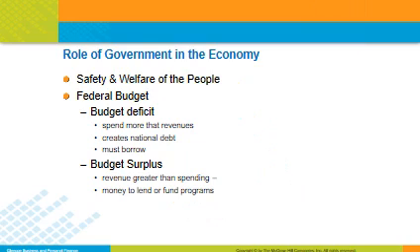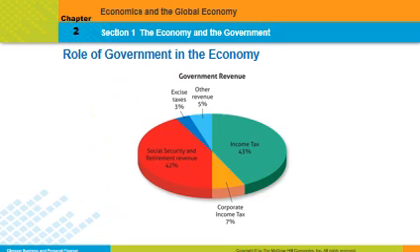The government is heavily involved in our economic system. It's for the safety and welfare of the people, honestly speaking. When we have a federal budget, when we're running a budget deficit, that means we spend more than we take in. It creates a national debt, which means the government must borrow. All right, the government borrows from banks, domestic banks and international banks. If there's a budget surplus, there is greater revenue than spending, and there's money to lend out or fund other programs. In bad times, we run a budget deficit. In good times, obviously, a budget surplus.